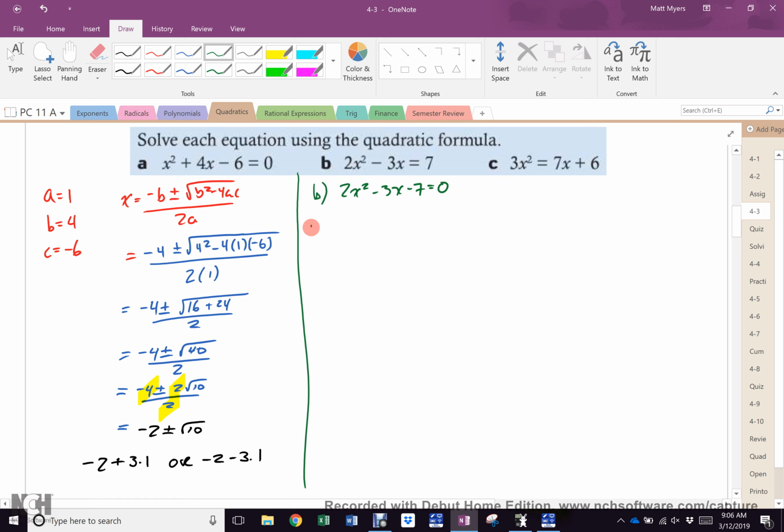Let's do so. What does A equal? What does B equal? -3. What does C equal? -7. Start filling it in. X equals, what is -B? 3. Good. Plus or minus the root of -3 squared minus 4 times 2 times -7. All that over 2 times 2. And then just simplify. What's this one going to be? This one always screws kids up. What's that going to be?